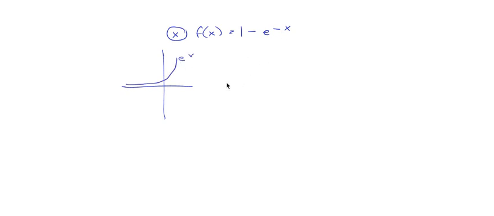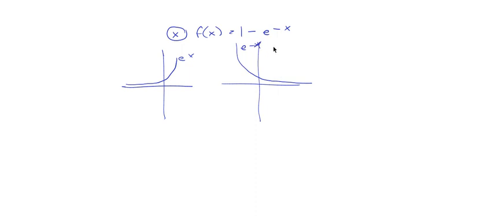Now 10 is f of x equals 1 minus e to the minus x. So we know e to the x is this. e to the minus x is actually the same, but kind of reflecting it over the y-axis. So you start something like this. This is e to the minus x. You can think about it as looking at the x-axis from the other side.